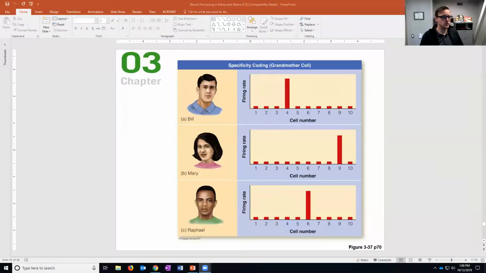So if we were using specificity coding, then if we saw Bill, of all these cells, only cell 4 becomes active. Whereas with Mary, of all these cells, only cell 9 becomes active. And so only one cell specifically is coding for Mary. One cell is coding for Bill. One cell is coding for Raphael there. Cool name, by the way. So, specificity coding is when you have one cell coding for one concept, or at least for one perceptual event.